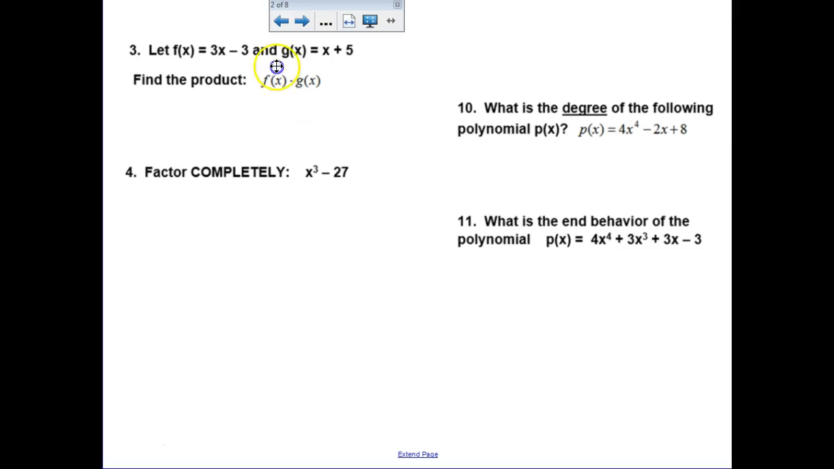Back to number 3 now. We have two functions, and we're going to ask you to multiply f times g. So anytime you have a polynomial and you're distributing, it's a very large and in charge.